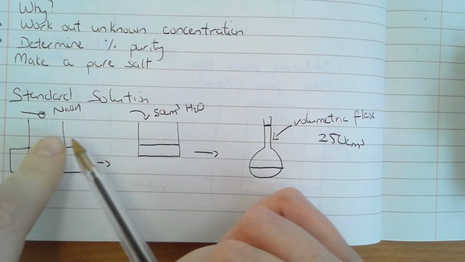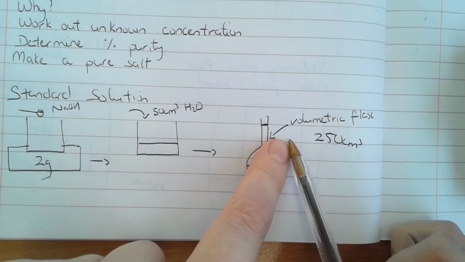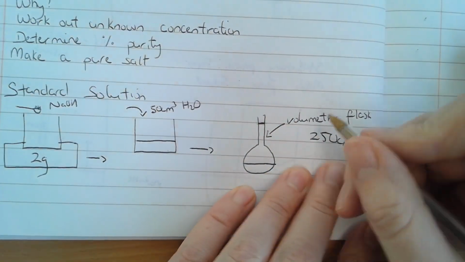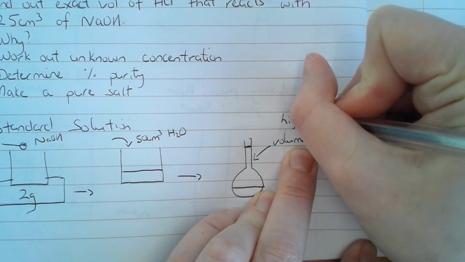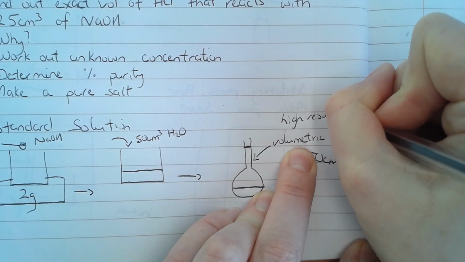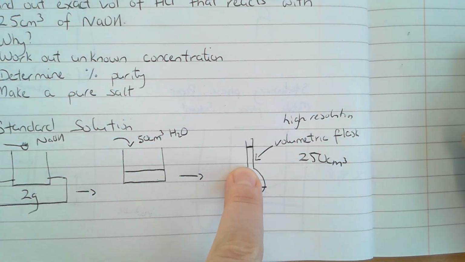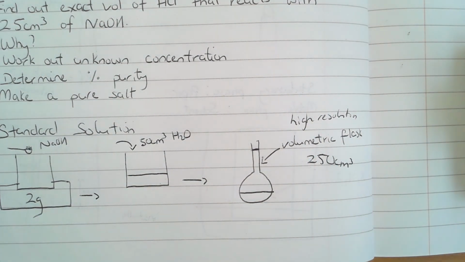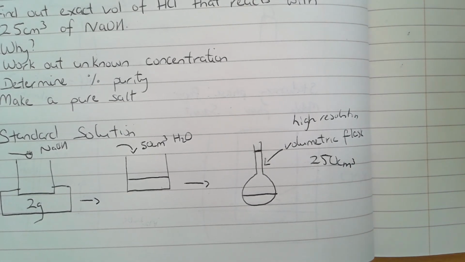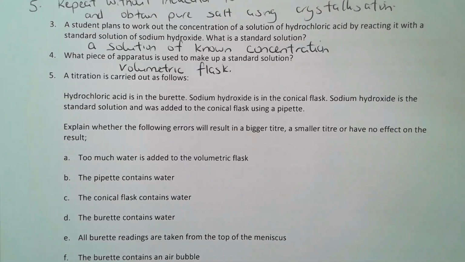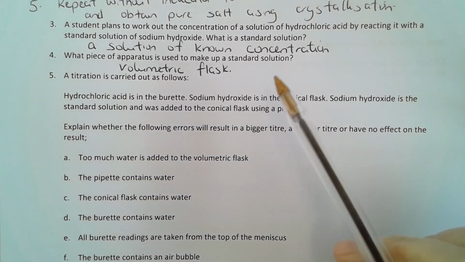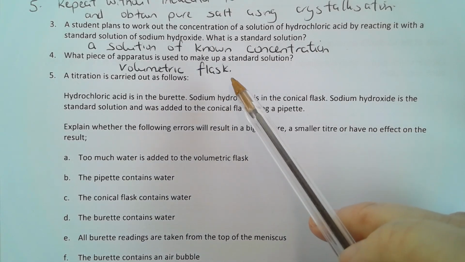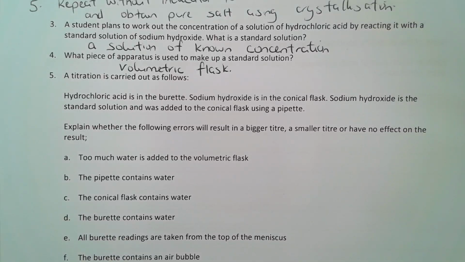So this process of adding all the rinsings ensures that you get the right mass in, and then the fact that the volumetric flask is what we call high resolution. It's a really accurate piece of glassware for measuring out exactly 250 centimeters cubed. Right, press pause and just do questions 3 and 4 on your little sheet. All right, there's question 3. What's the standard solution? A solution of known concentration. What do I use to make it up? I use a volumetric flask.